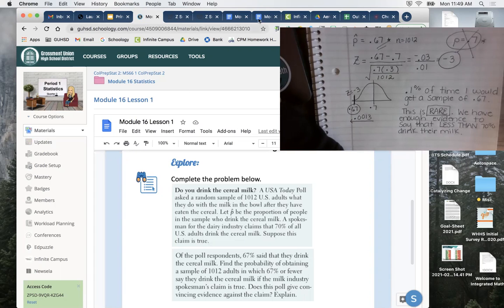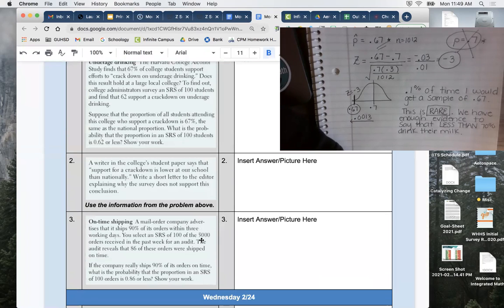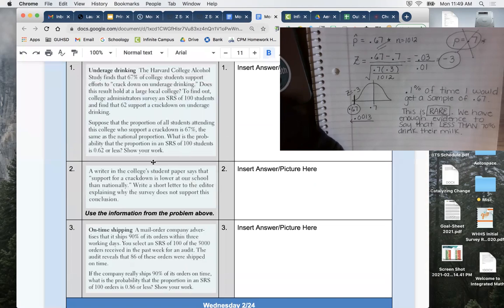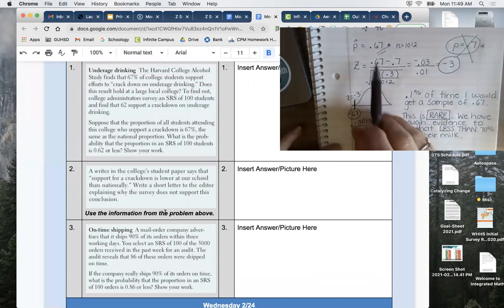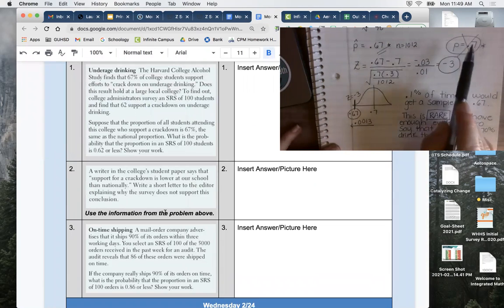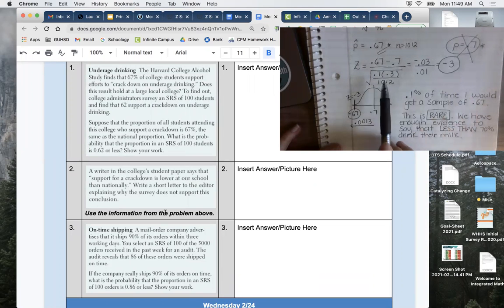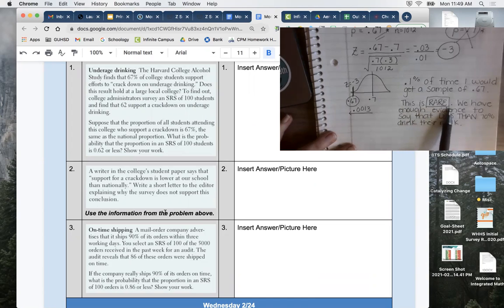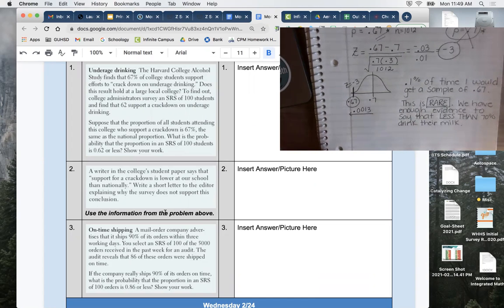You have three homework problems tonight, so you'll be looking at one, two, and three, and you're doing that same exact thing every time. You have a sample proportion and a true proportion, and then you're using that to figure out the z-score and whether or not it's rare enough. So that's going to be the process. I have a video at the bottom of this that will show you how I go through each one of these if you need help.